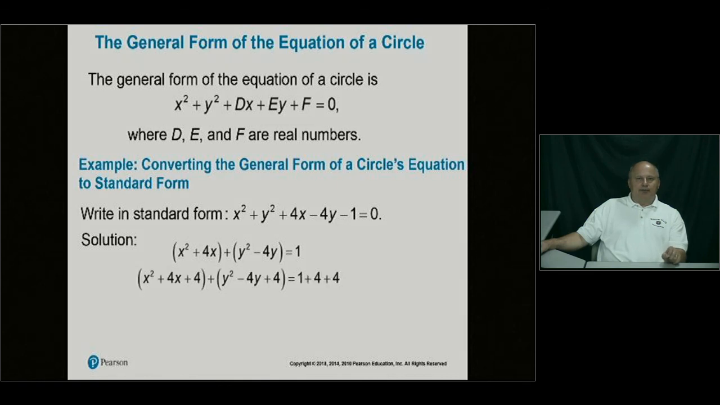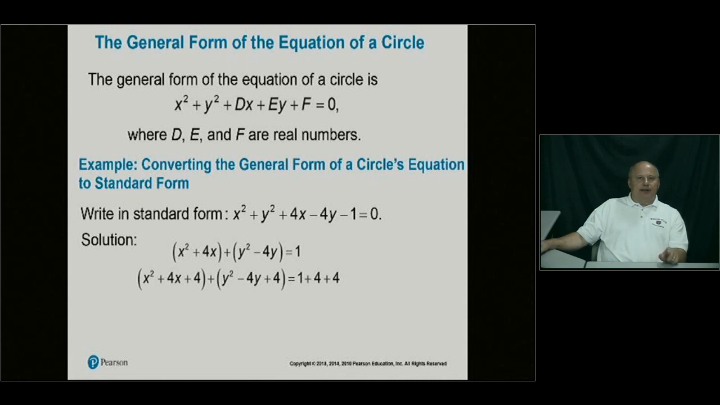X squared plus 4x plus 4, because that's going to make that a perfect square. Y squared minus 4y plus 4, that's going to make that one a perfect square. But notice on the right side, I have my 1 that I already had over there, but I added 4 twice. Do you know why? Because I added 4 to the x squared plus 4x to make that a perfect square, and also on the other one. So I added 4 twice on the left, so I have to add 4 twice on the right.